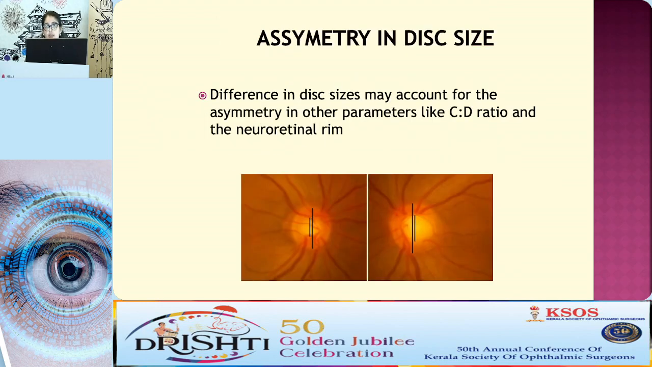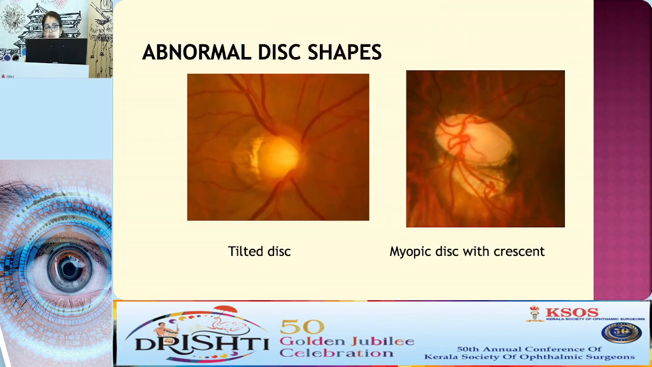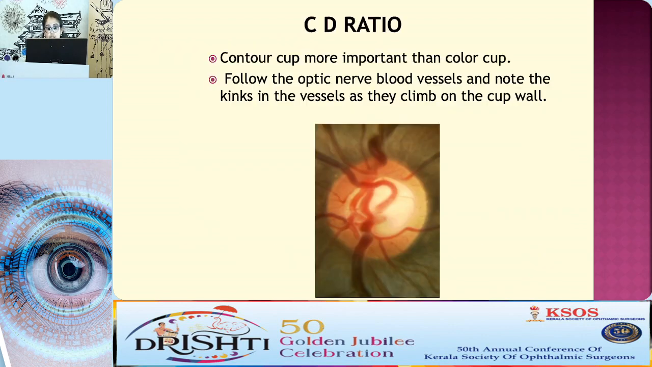Another thing which you should keep in mind is that the disc itself could be asymmetric between the two eyes, which can result in a cup asymmetry and we may again misdiagnose glaucoma. So that has also got to be kept in mind and looked for and documented. The shape of the disc is classically vertically oval and all our rules like the ISNT rule stand good in such a shape. So any abnormality in shape like in myopes, tilted disc, all our usual rules are not valuable and you may have to probe in further to diagnose glaucoma. So you have to document abnormal shapes also.